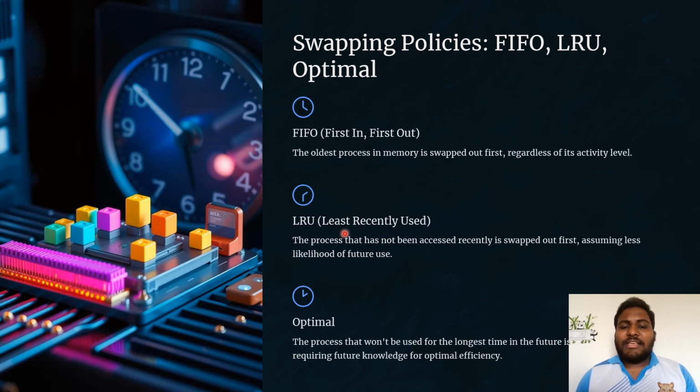LRU, least recently used. The process that has not been accessed recently is swapped out first, assuming there is less likelihood of future use. It means it analyzes that the tab which is open but less in use will be stored into secondary memory, so that it can free more space in the operating system to use for another process in the future.